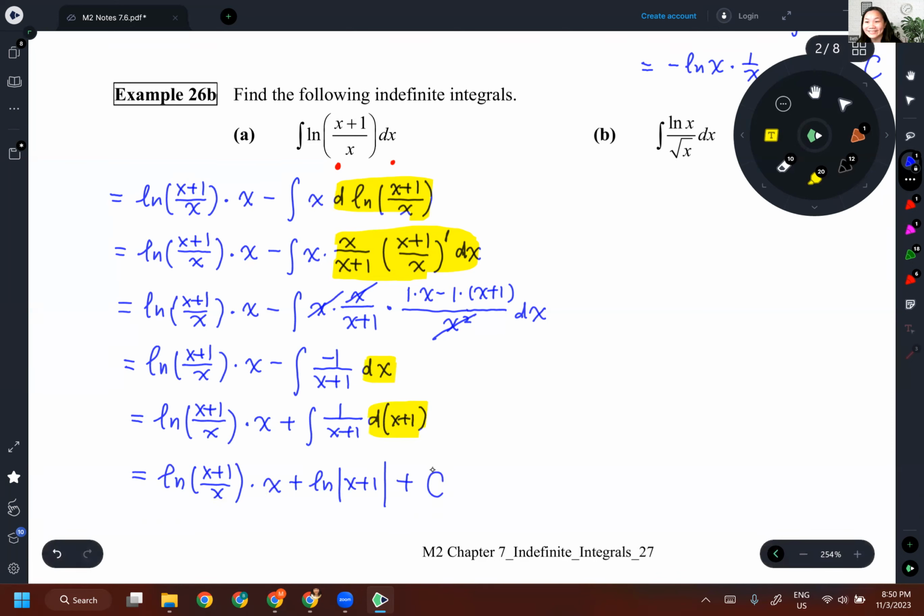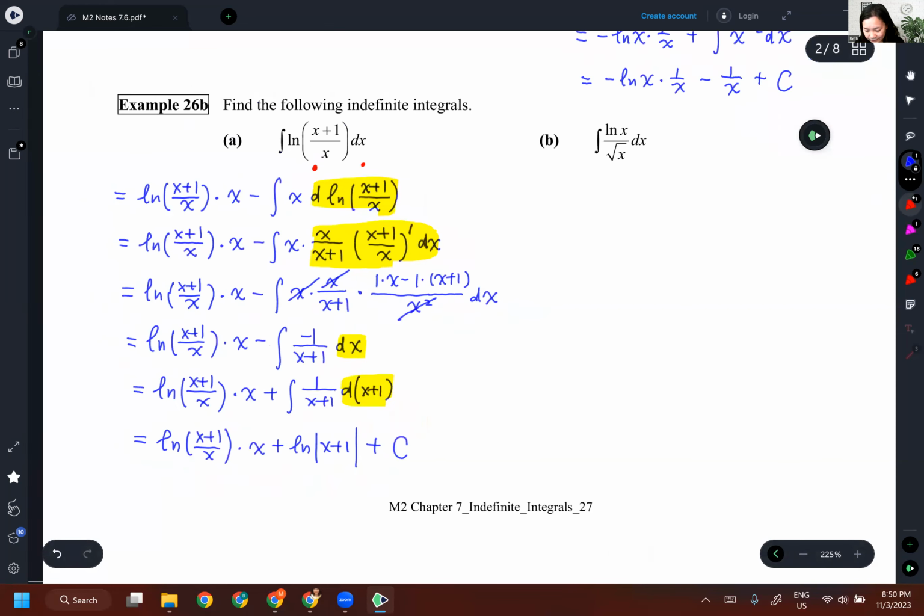Is that okay? Now, girls, let me remind you that the absolute value sign is not optional because in the question, I do not have the confirmation that x plus 1 is positive. Unless it says somewhere in the question, hidden somewhere, and then you can remove it. Otherwise, you must keep it. Any question? If no, let's move on to the second question.